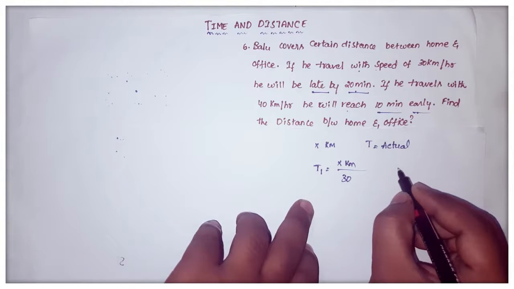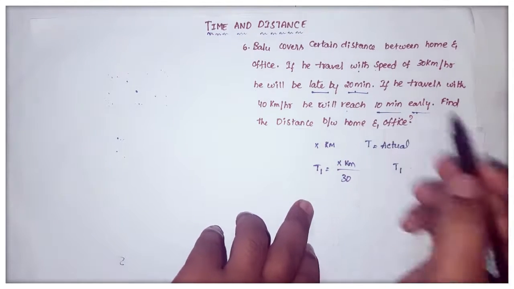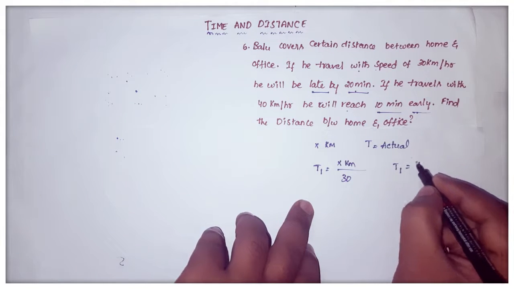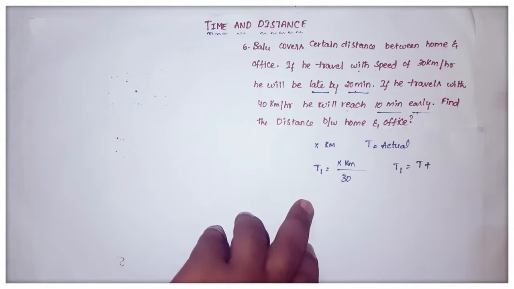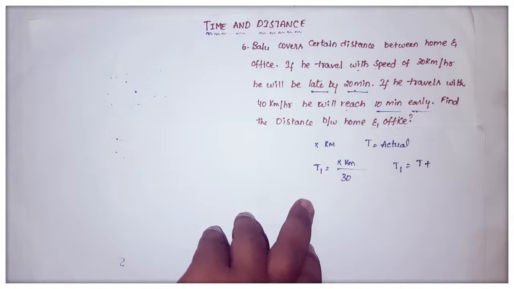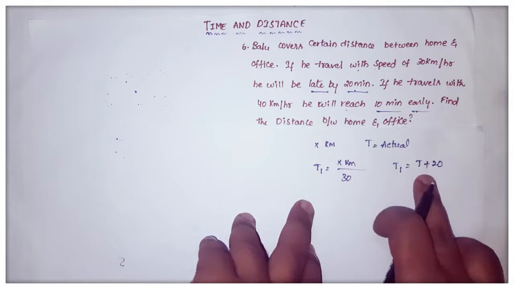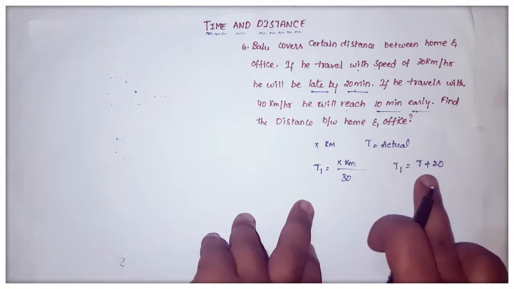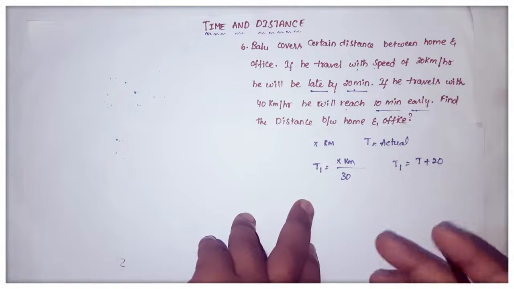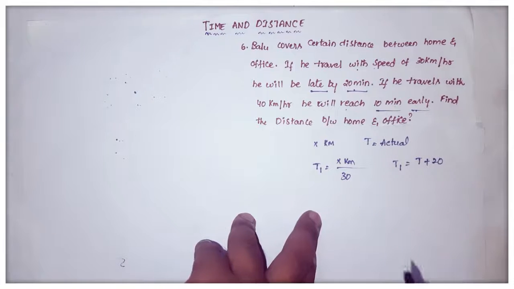And what is the time t1? He is 20 minutes late. That is actual time plus how much more time he took, 20 minutes. If he is late, we must add that number of minutes to actual time. If he is early, we must subtract those minutes from actual time.